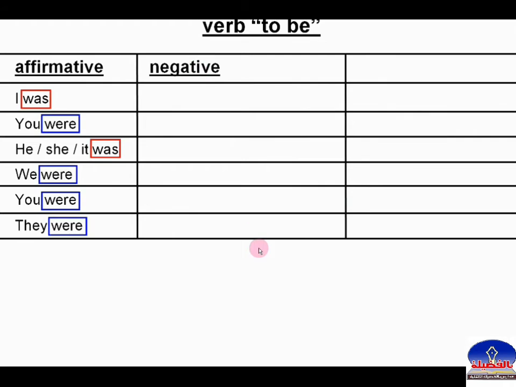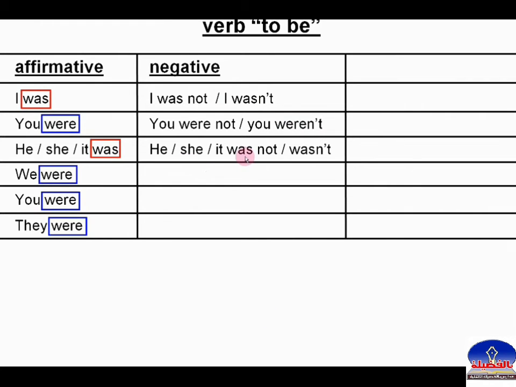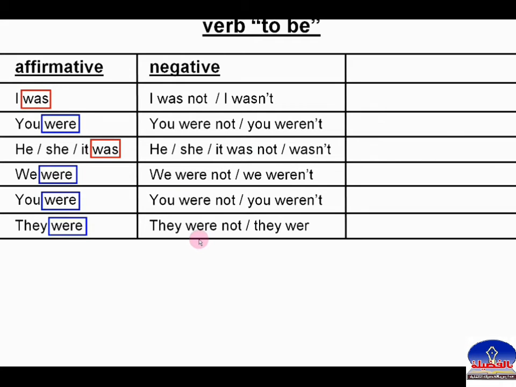And the negative: I was not, or the contracted form, I wasn't. You were not, you weren't. He, she, it was not, or wasn't. We were not, we weren't. You were not, you weren't. They were not, they weren't. And the same here: these two take the form was, and the others were.